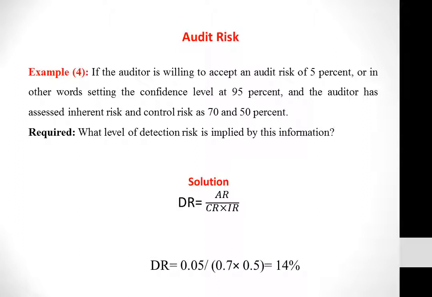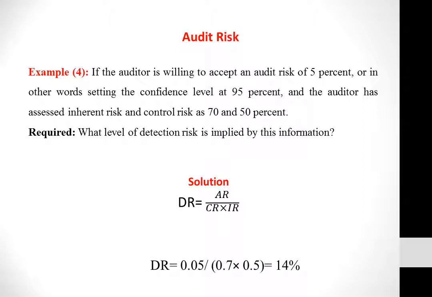Now we are going to see how we can find the level of detection risk. Example 4: if the auditor is willing to accept an audit risk of 5%, this means the overall acceptable audit risk is 5%, or in another wording, setting the confidence level at 95%. If the audit risk is 5%, the confidence level is 95%. We are only going to use 5%, and next lecture we will explain why the confidence level is 95%. The auditor has assessed inherent risk and control risk as 70% and 50%. Required: what level of detection risk is implied by this information?